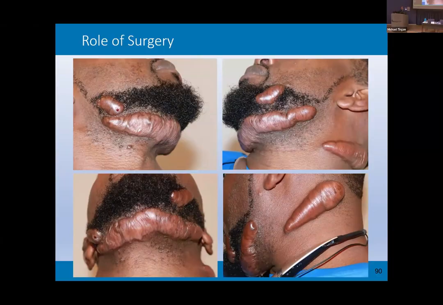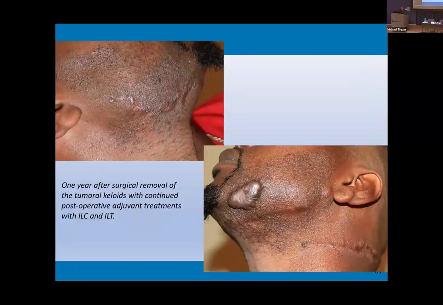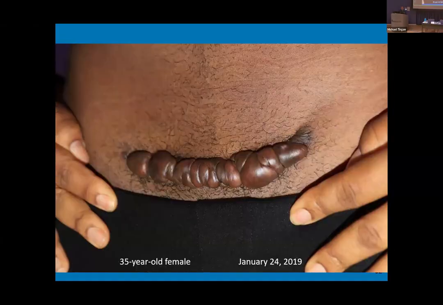So I use in my practice, call it intralesional or post-op adjuvant, intracicatricial injection of the chemotherapy drugs. And you can basically induce some sort of decent remission.